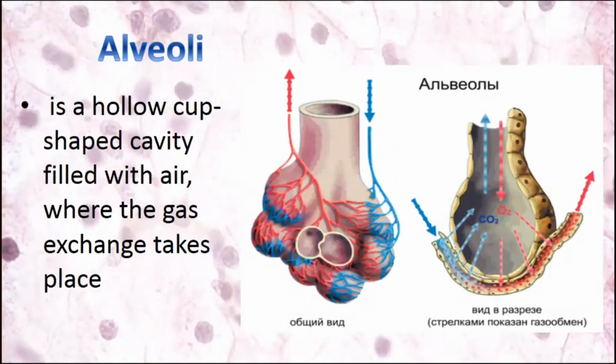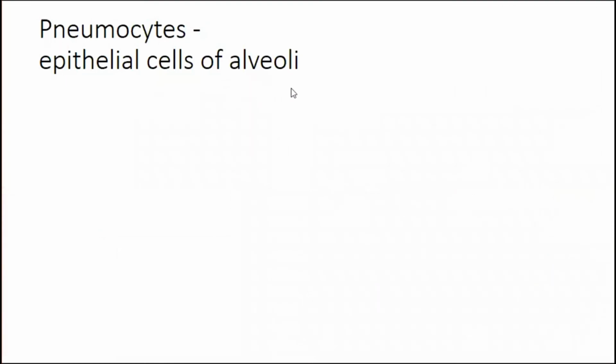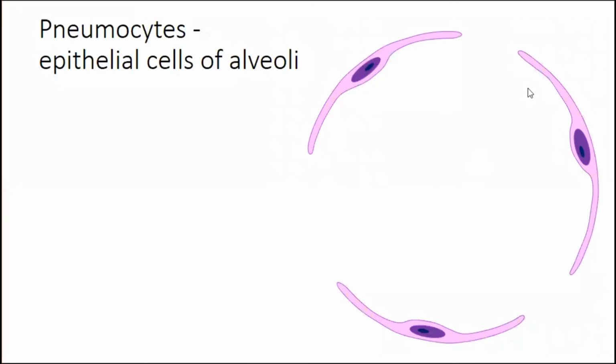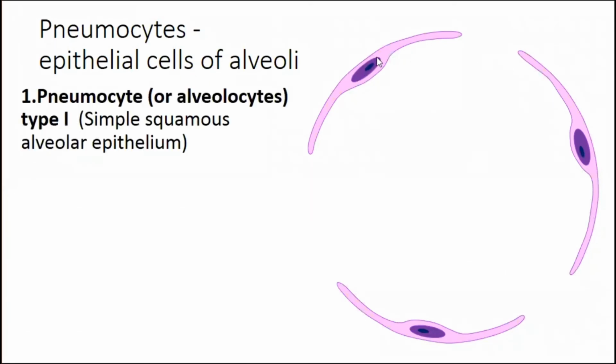And let's go to the structure of alveolus. So it's the basic unit, basic structure of the respiratory portion. It's hollow cup-shaped cavity filled with air, and where the gas exchange takes place. And let's look at the structure of the alveolus. Cells of the alveoli are called pneumocytes or alveolocytes, and there are two basic types of pneumocytes. First type, here we can see them, is called pneumocytes or alveolocytes type 1. It's simple squamous alveolar epithelium. Also, they are called pneumocytes of respiratory type.